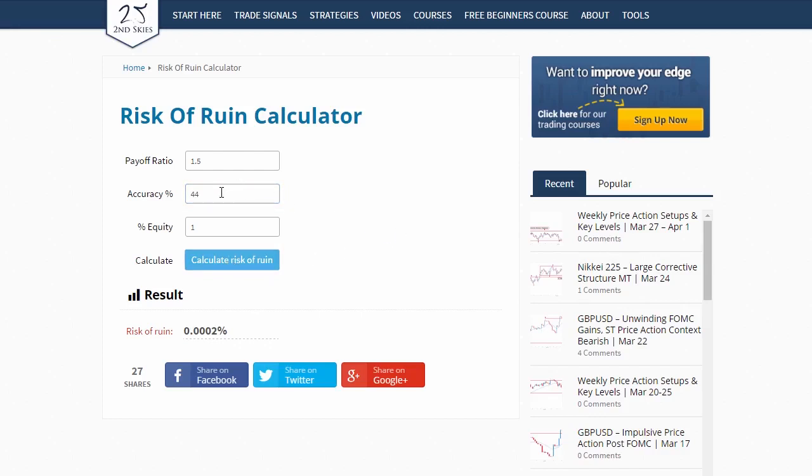44 is, 0.002 is so low that it's almost next to nothing. 43, now 0.42, so 42, 0.12, and 41. Now we're at 2.93%.